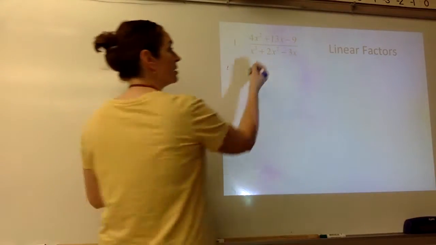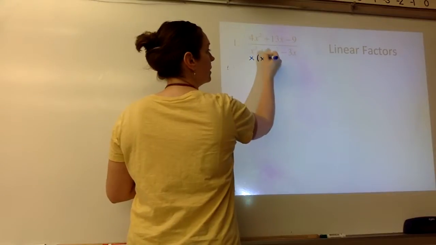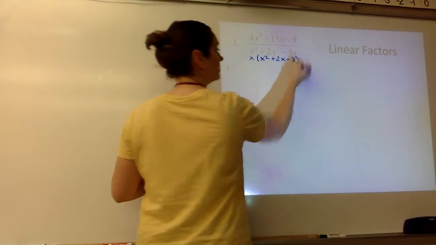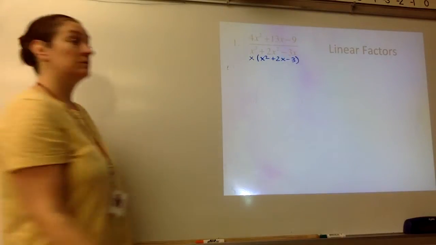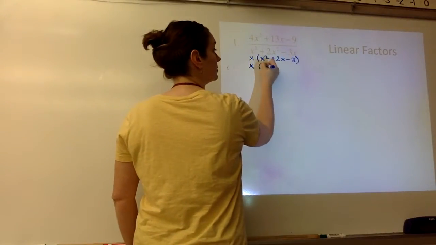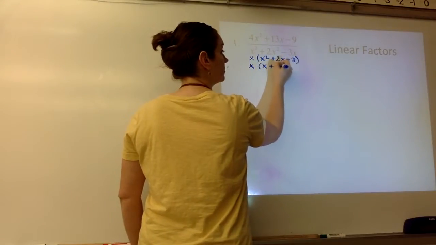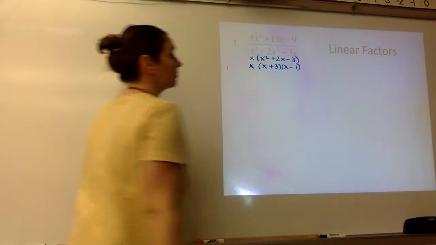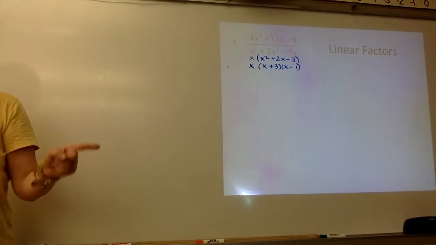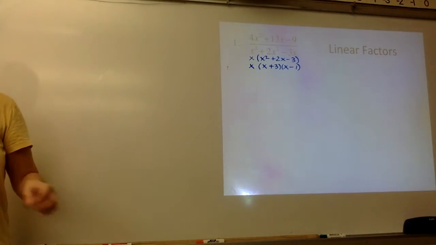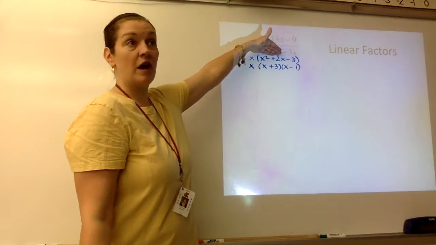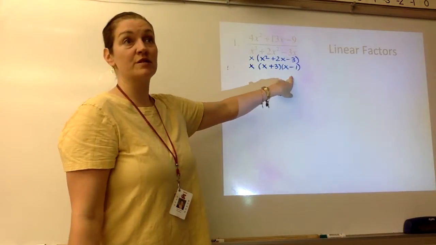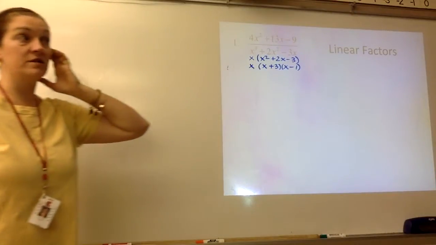I can take out an x first. That gives me x squared plus 2x minus 3. Then what? Does it factor further? There you go. Okay, so step 1, take your denominator and factor it, break it down as much as you possibly can. If you miss going from the trinomial into these smaller factors, your answer isn't going to be broken down as far as it should be.